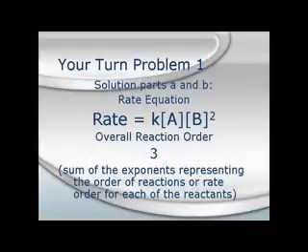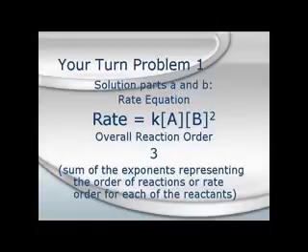We now have the solutions to parts A and B. Our rate equation is based on the rate orders that we just determined. So our rate is equal to K times the concentration of A. Because it's raised to the first power, I do not need to show the exponent there, and then times the concentration of B squared because it is second order.